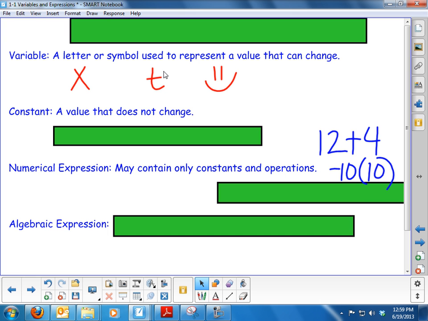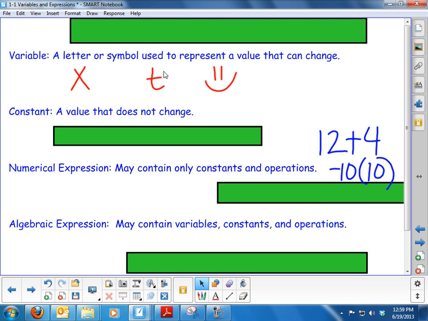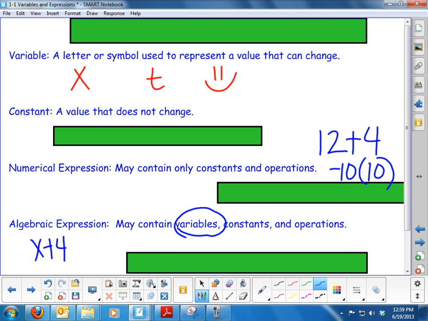Okay? The next word is an algebraic expression. In algebra, we add variables to things. Okay? So an algebraic expression has variables, constants, and operations. The only thing that it has that a numerical expression doesn't is that you're now allowed to use variables. So instead of 12 plus 4, I could write x plus 4. Instead of -10 times 10, I could say -10 times y divided by x. Okay, so it's involving numbers, variables, and your 4 operations. An expression is simply something that does not have an equal sign. So you'll notice in all the examples I've given so far, we haven't put an equal sign in anything yet. That's what we call an equation.